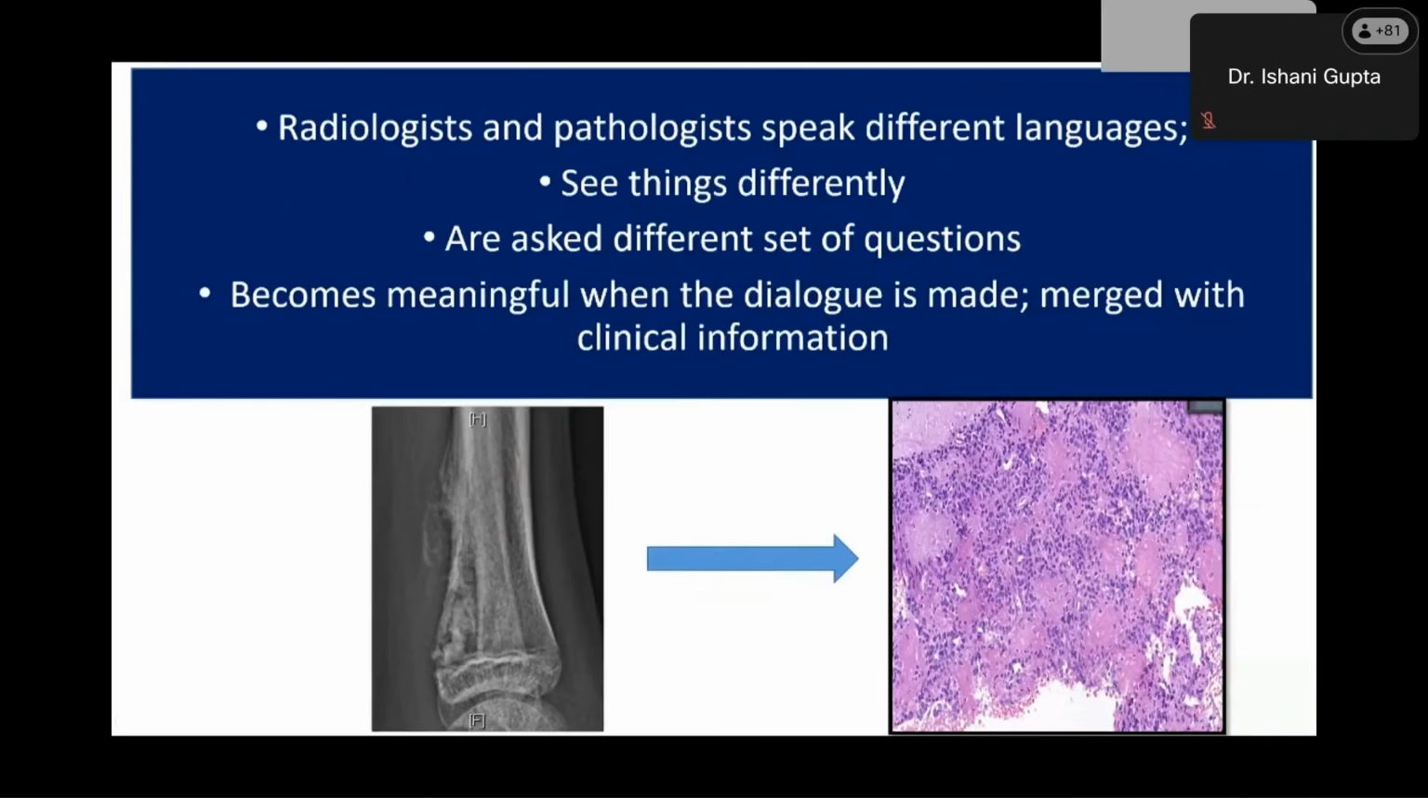Ultimately, when we don't have any name to give, at least they want to know whether we are dealing with something which is benign or something which is malignant. And I think we should be able to differentiate between these two. Correct. So this is the gray world of the radiologist, and this is the colorful world of the pathologist.